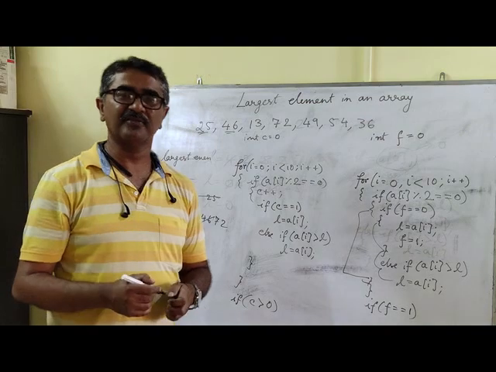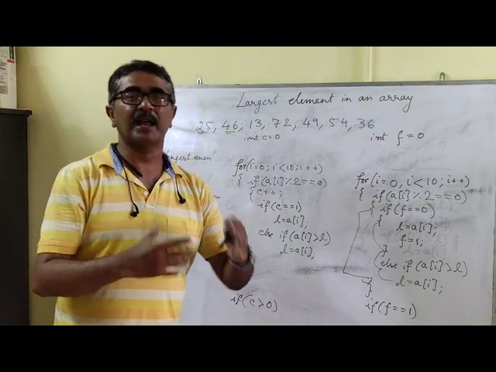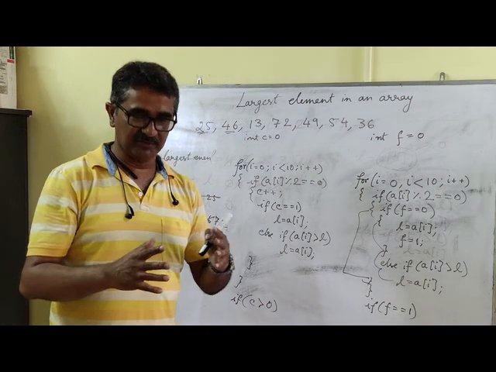So that's the trick for finding the largest or smallest number, or a type of largest or a type of smallest number. That's it. I believe you understood this.